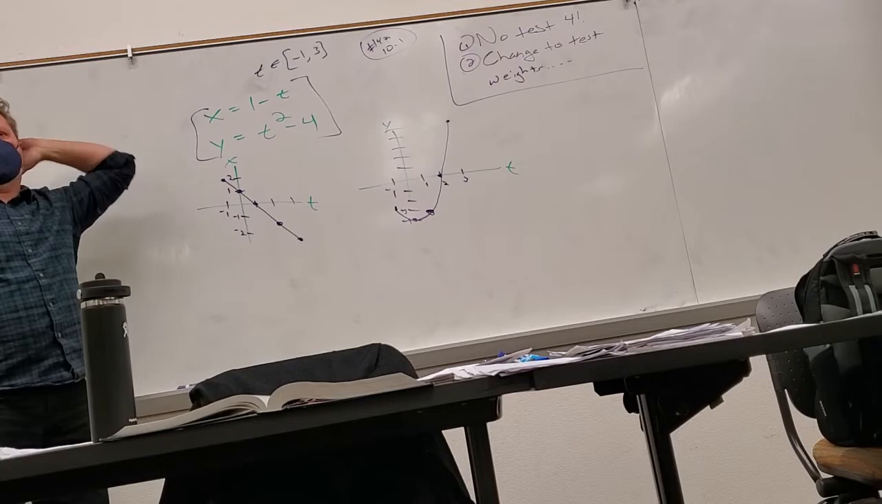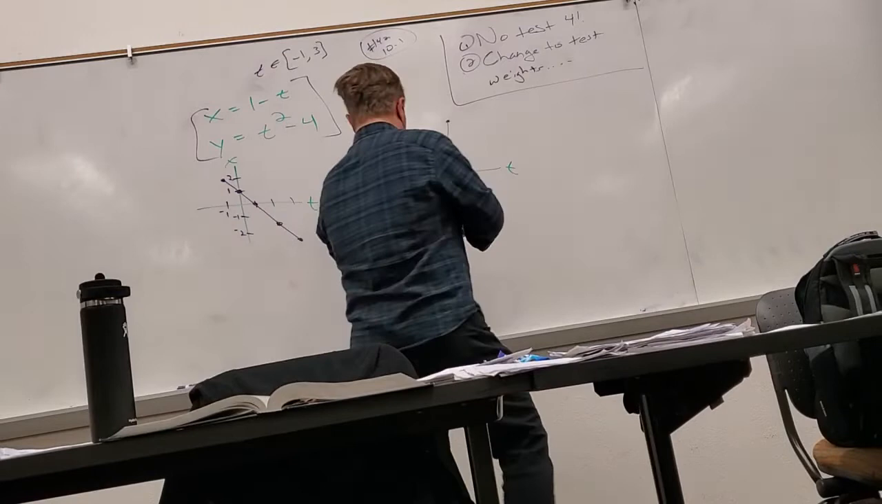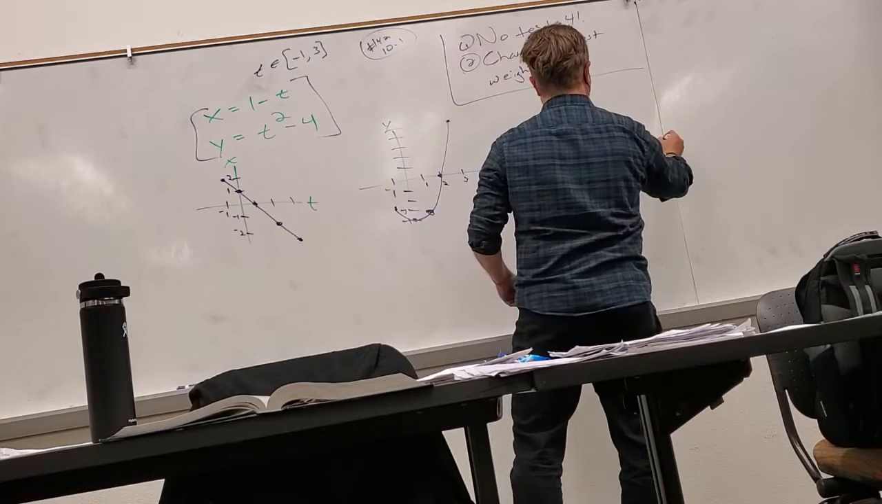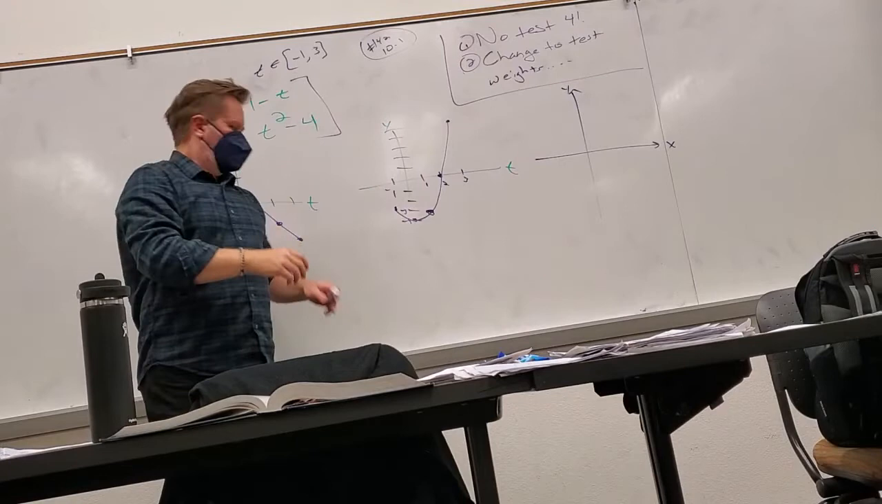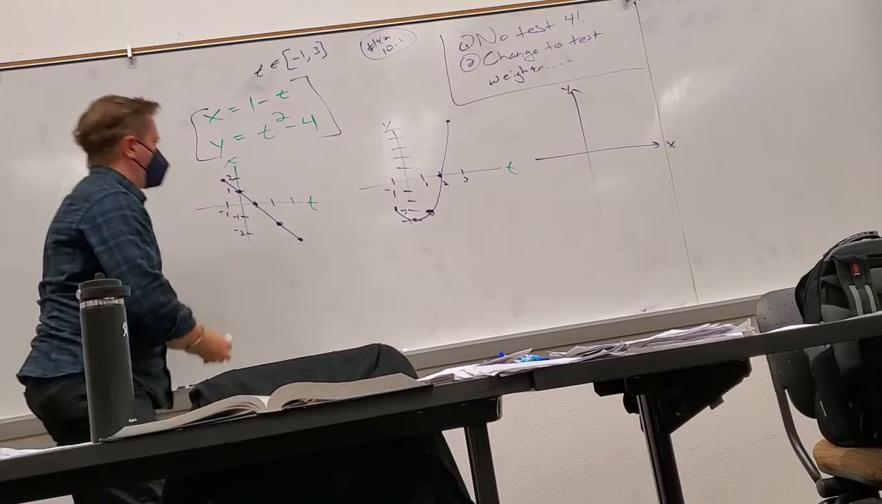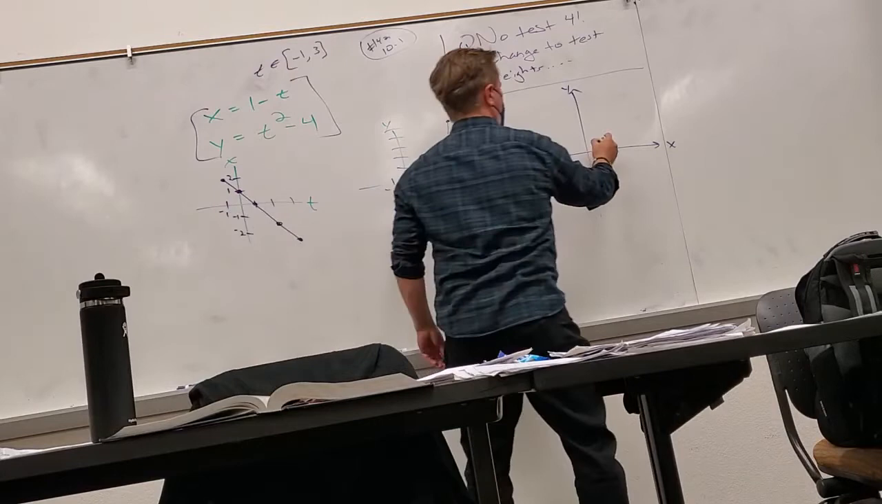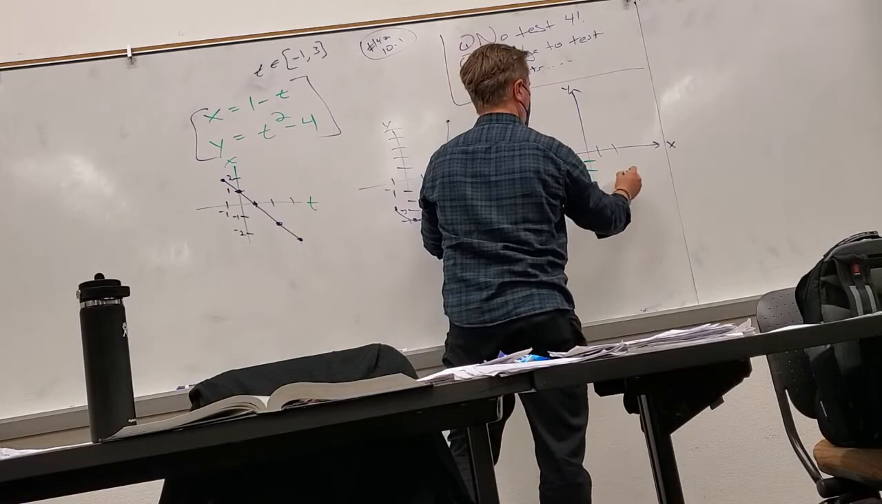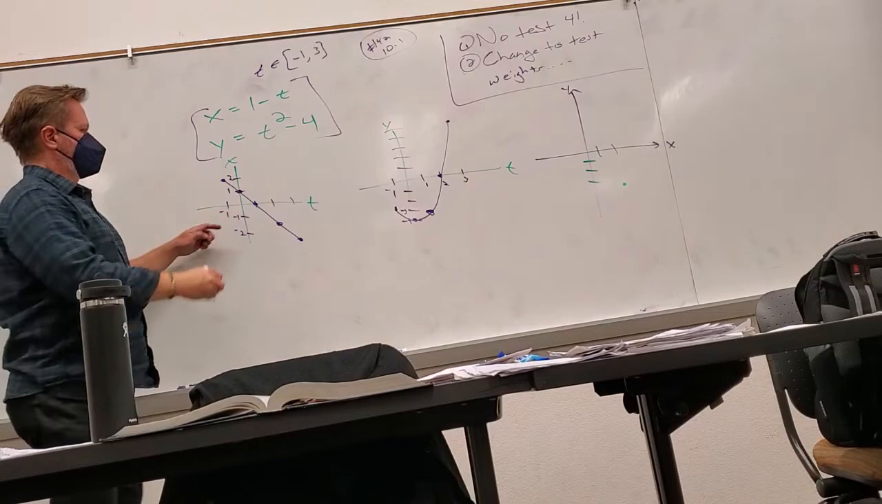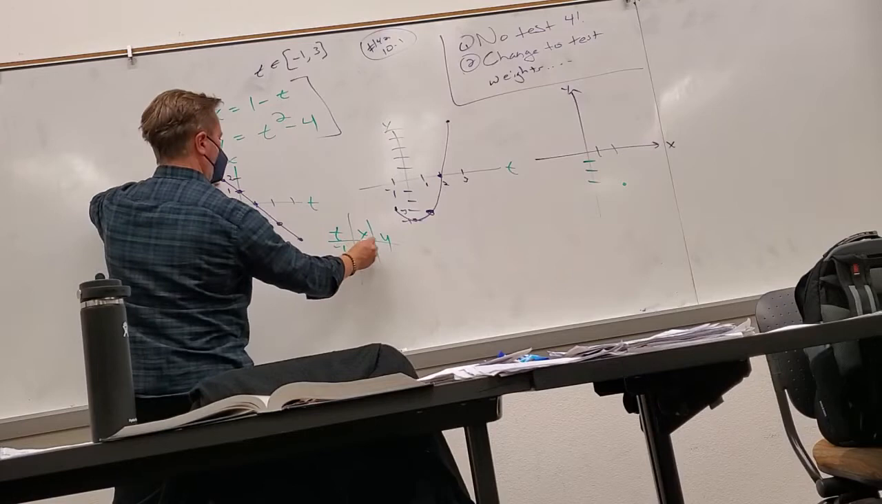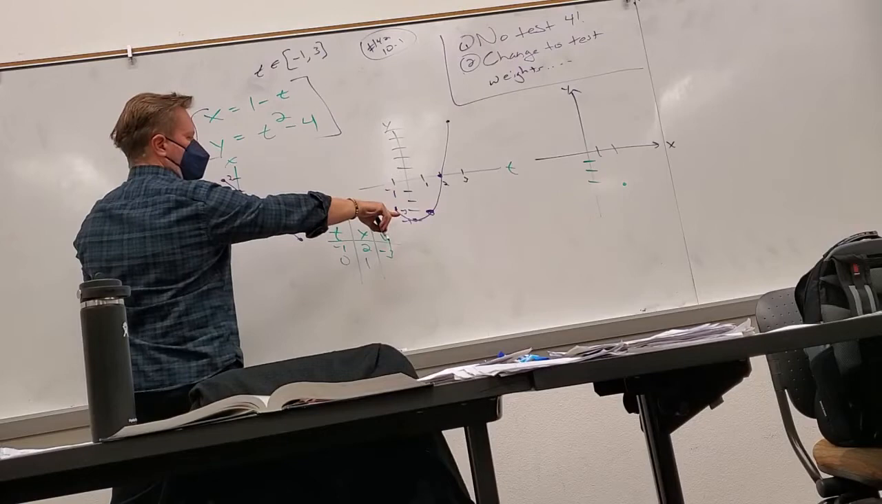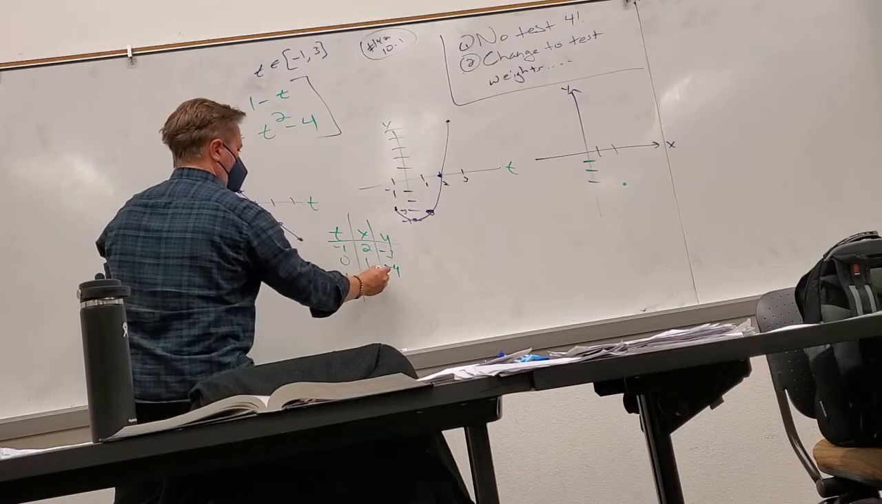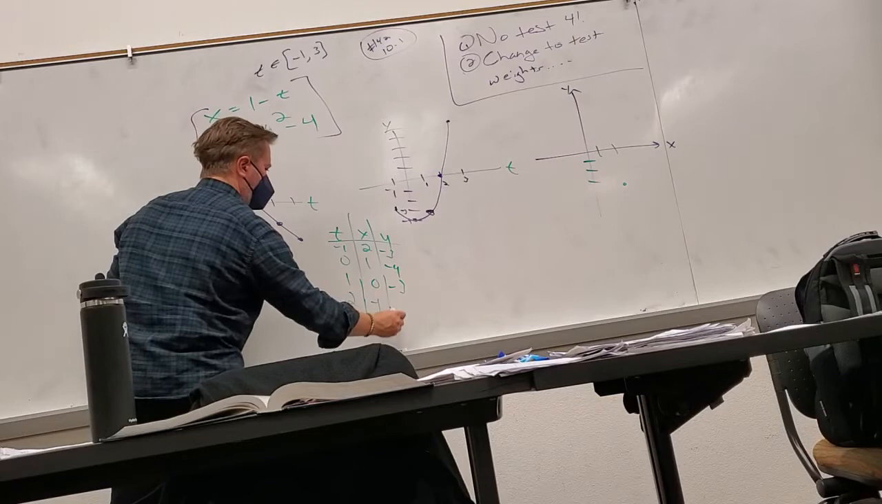So how do I graph the curve then? I can actually just use what we've already done. So here's the actual answer. X, y, so now the t doesn't show up at all. When t is negative 1, what is x? 2. And what is y? Negative 3. T is negative 1: x is 2, y is negative 3. T is 0: x is 1, y is negative 4. T is 1: 0, negative 3. T is 2: negative 1, 0. And t is 3: negative 2, and 5, right?